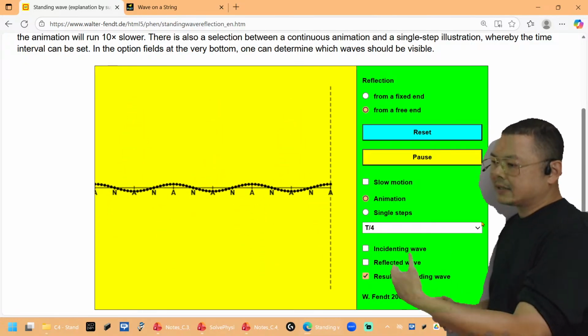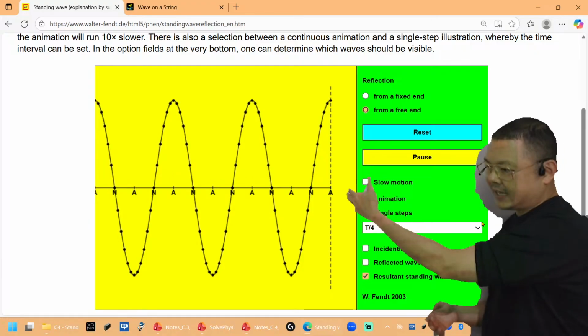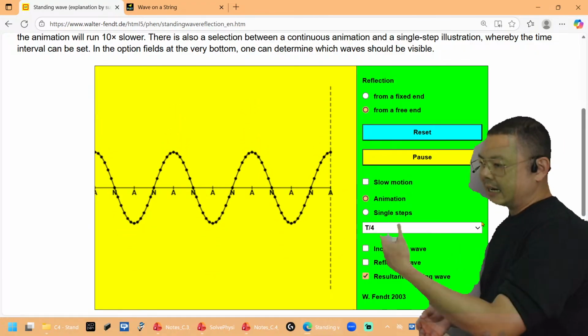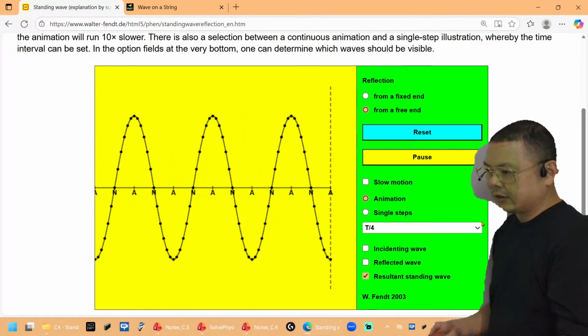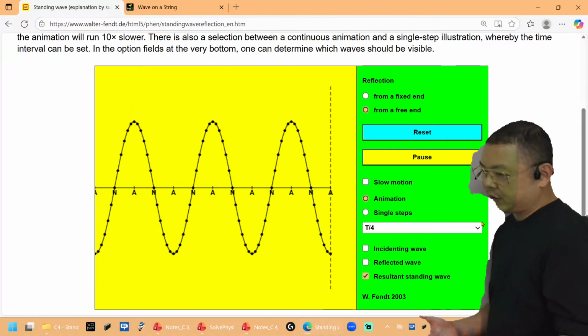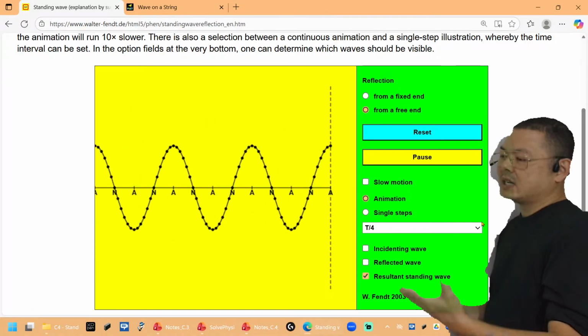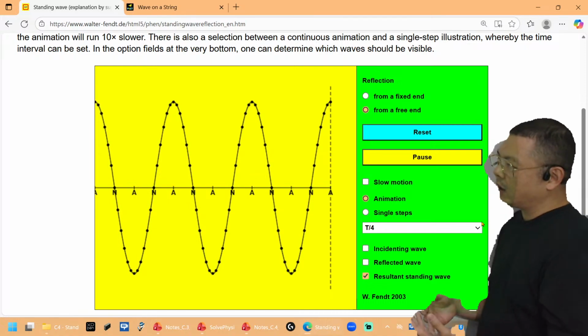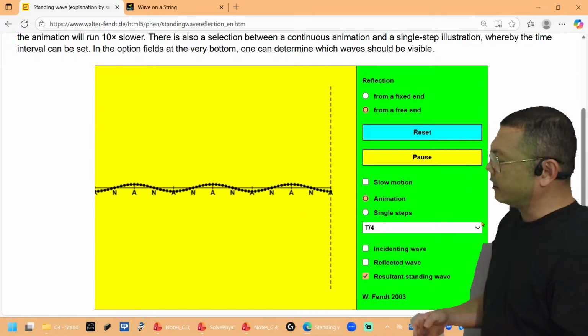If you look at all the past year IB papers, they always said that at a fixed end there's always going to be a phase change, and now they decide to say that there's no phase change. They're not consistent. It's really quite frustrating. Let's see what the examiner's report talks about if I can get a copy of it one day. Okay, anyway, there you go.